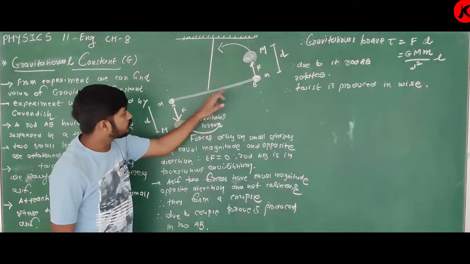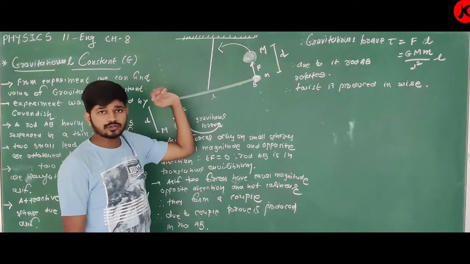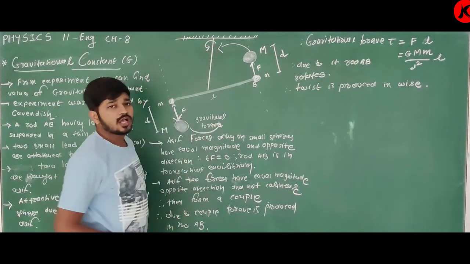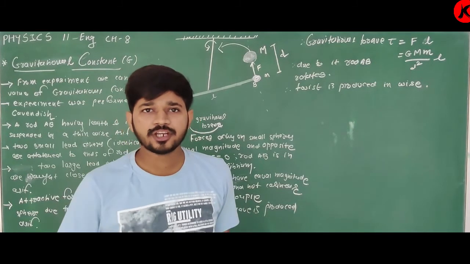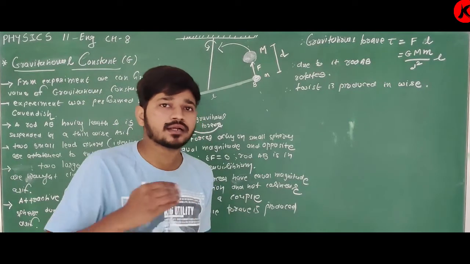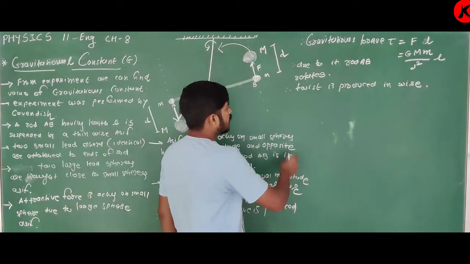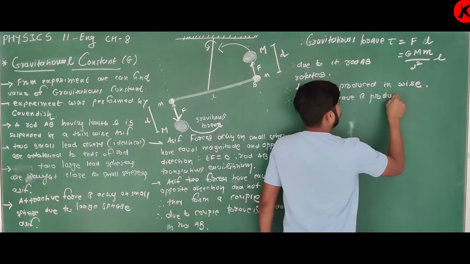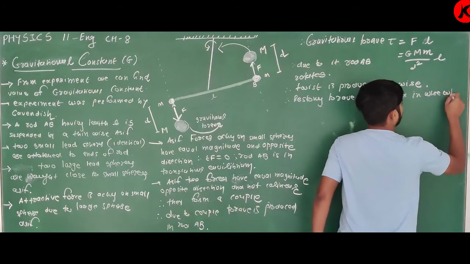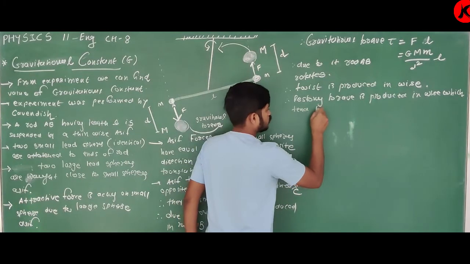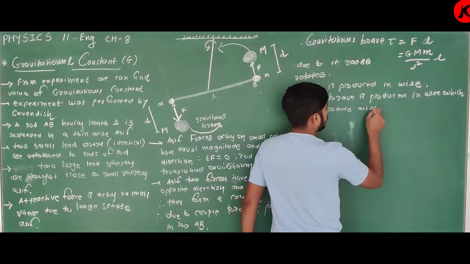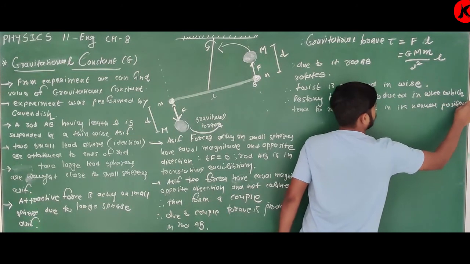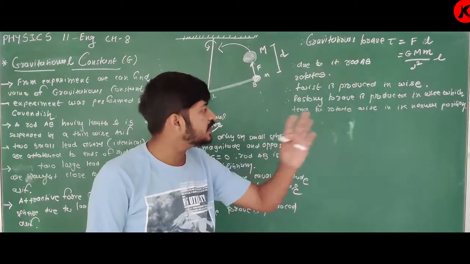See, this rod AB tries to rotate in this direction. A twist is produced in this wire in this direction. So restoring torque is produced, which tries to bring back the situation to its original condition. So a twist is produced in the wire, and therefore restoring torque is produced in the wire, which tends to rotate the wire to its normal position.